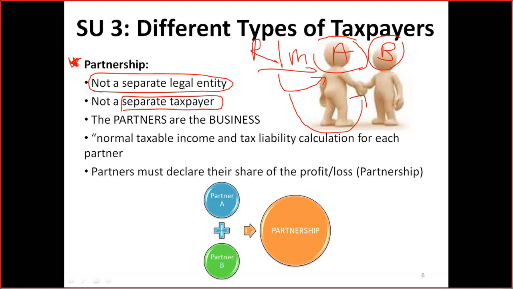Sole proprietor and partnership, identical. The only thing that you need to remember is, normal tax must be calculated in terms of taxable income, and then you work out a liability, which is how much you actually end up paying. Partners have to declare their profits and losses, and that's been described in the material, the theory.